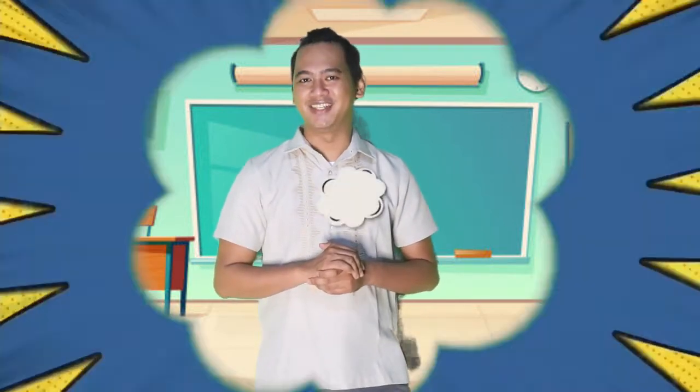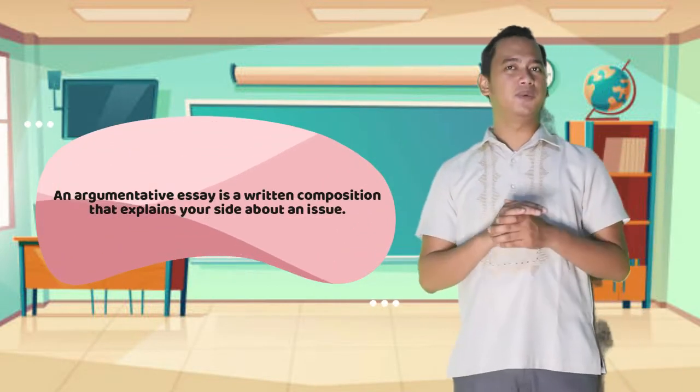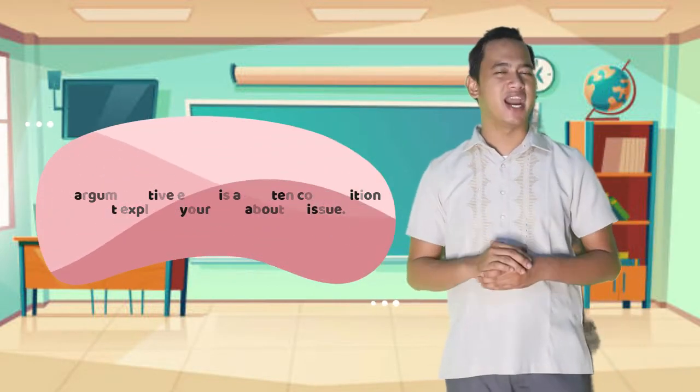It is at this point that I would like to introduce to you the concept of the argumentative essay, together with its parts and features. An argumentative essay is a written composition that explains your side about an issue. If you are to write a good argumentative essay, you must be able to provide acceptable reasons and evidence so that your readers will believe you.